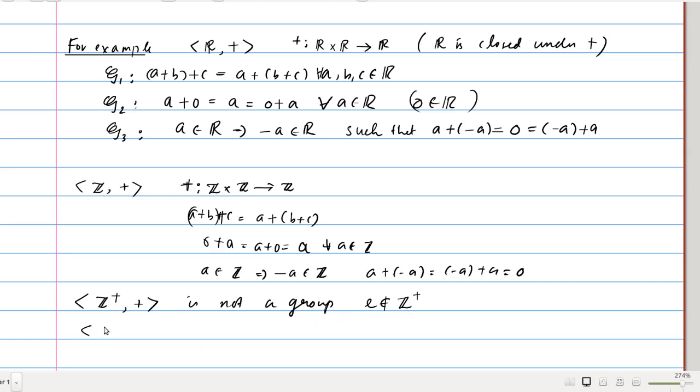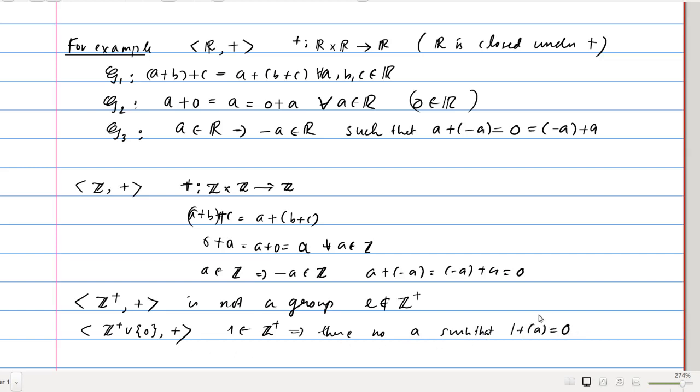Now we have the set of all non-negative integers, that is Z plus union the singleton 0. This structure is not a group as well, because even though it contains the identity element, the inverse is not there. If you choose 1 belonging to Z plus, there is no A such that 1 plus A equals 0.